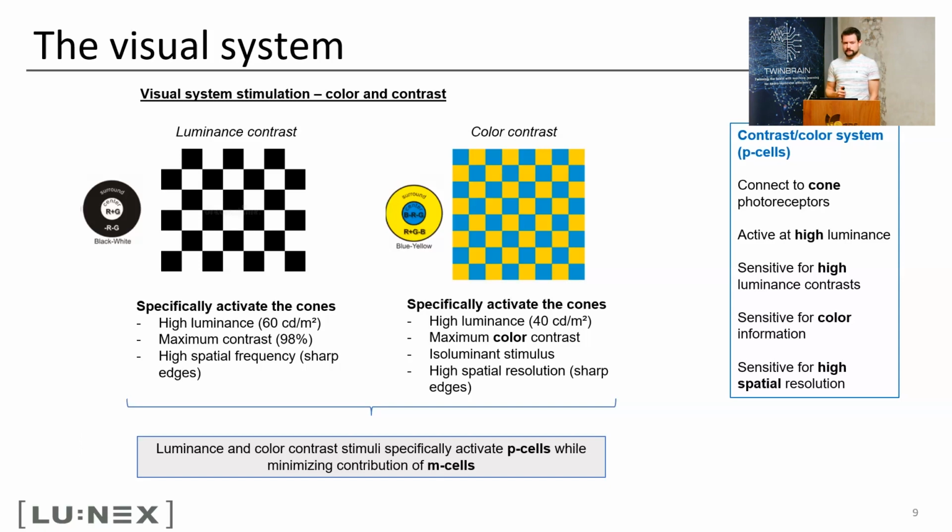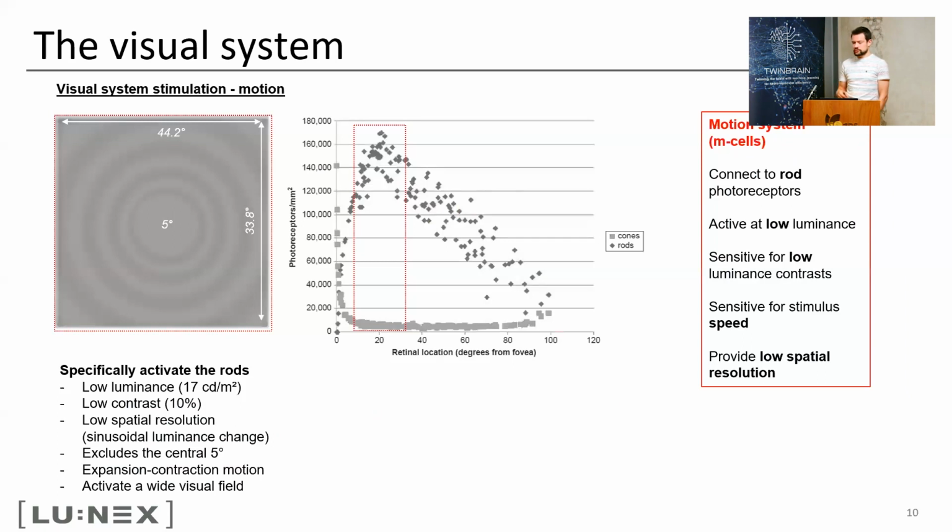Let's go a step further and have a look at the M cell system, so coming to the motion part. Again, maybe just to remind you of the characteristics of the M cell system. Here we have the rod photoreceptors. They are active at low luminance, something that we have to consider when designing this stimulus. They are active at low luminance contrasts, so we have to avoid, for example, this black and white. We need lower contrast.